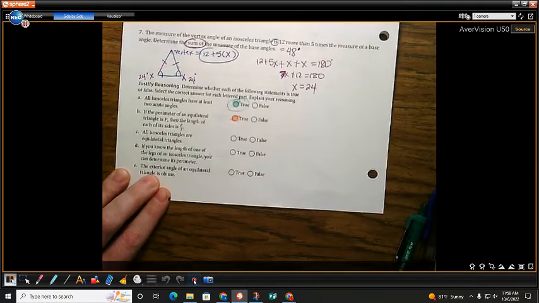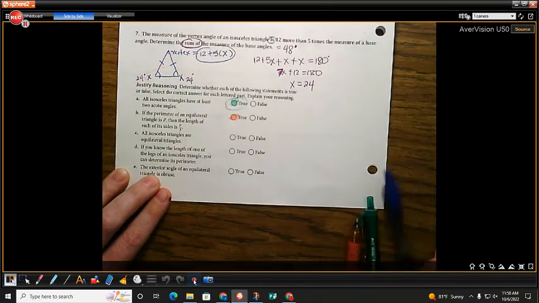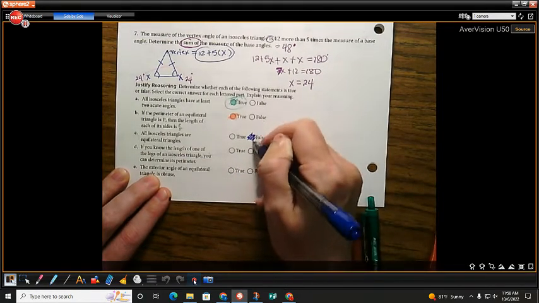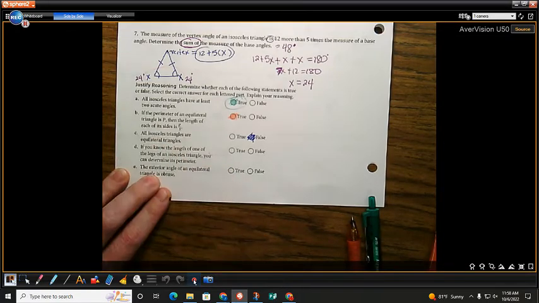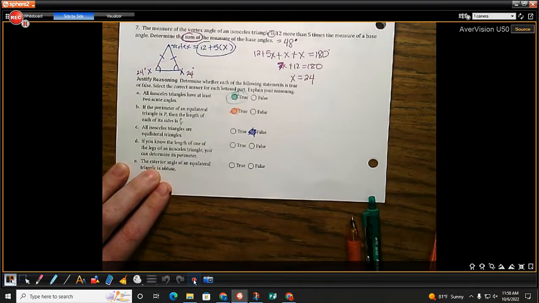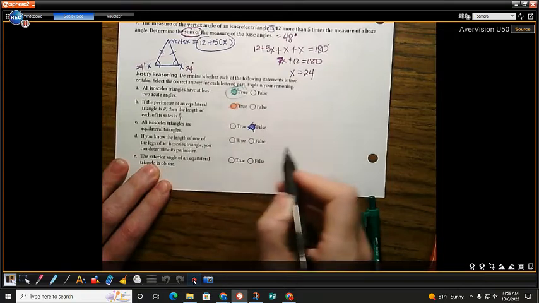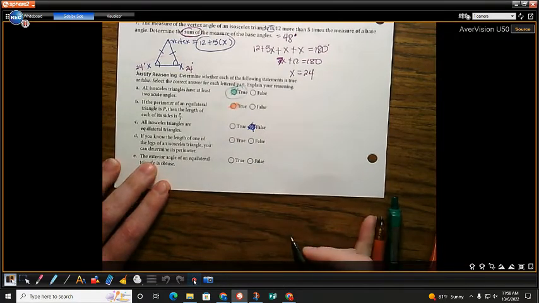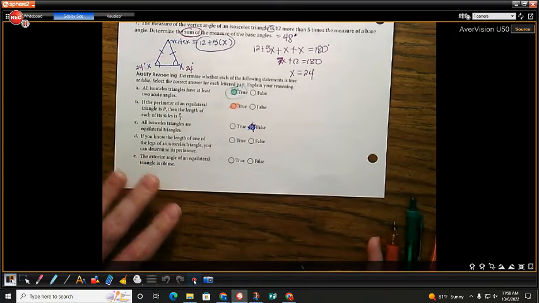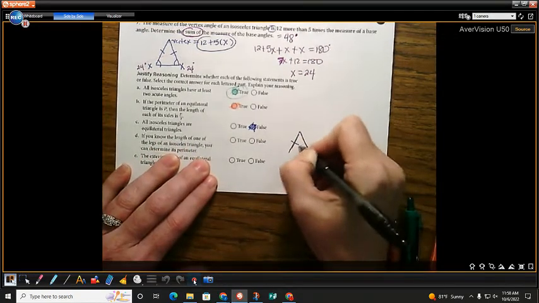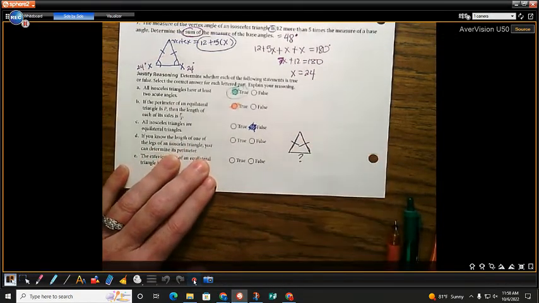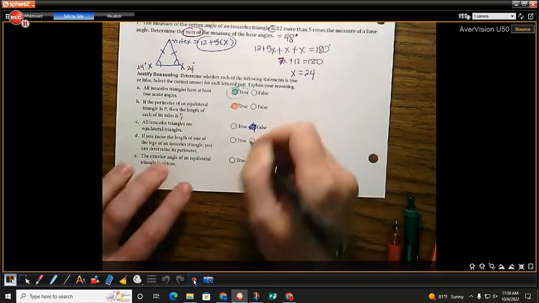All isosceles triangles are equilaterals. That's a false. What about the converse? Are all equilateral triangles isosceles? True. That one's true. So remember, converse and original do not always have to have the same truth value. Okay? D, if you know the length of one of the legs of an isosceles, can you determine its perimeter? False. You can't. But you know 2 of the sides are congruent, but you don't know the third side. So that's not good enough.